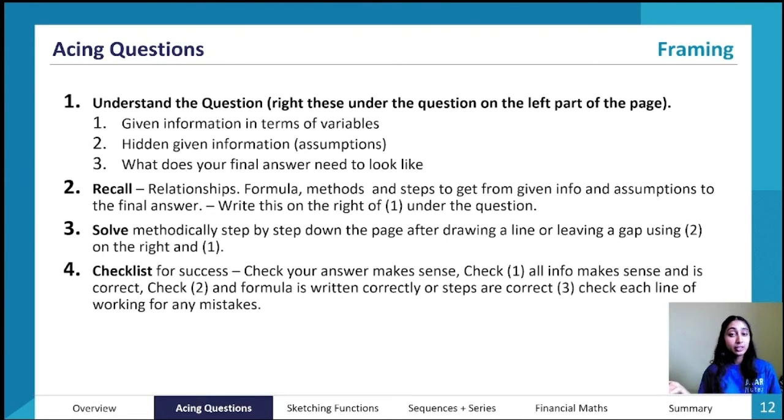Just because in the HSC you might make a mistake. So check that the formula is correct and that each line of working underneath it is also correct, and that you've made no mistakes. So this is framing. I know it looks a little bit complex, but once you start doing it, it doesn't take any more time than it normally does to answer a question.